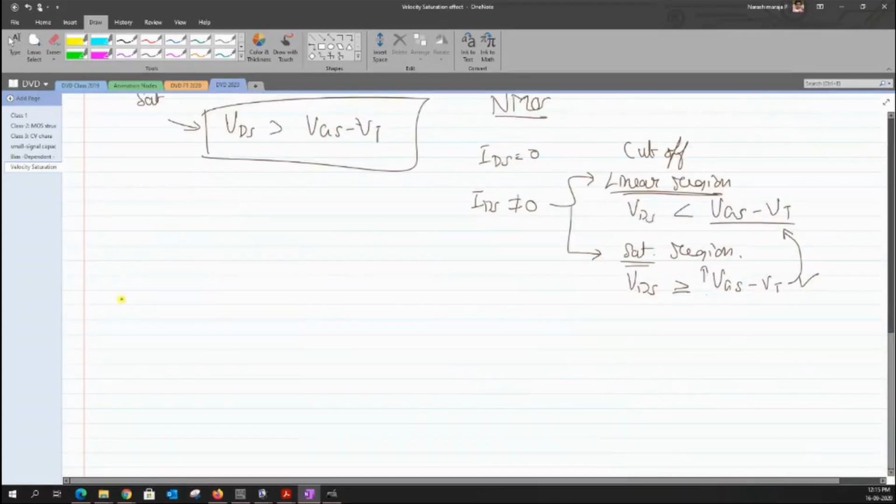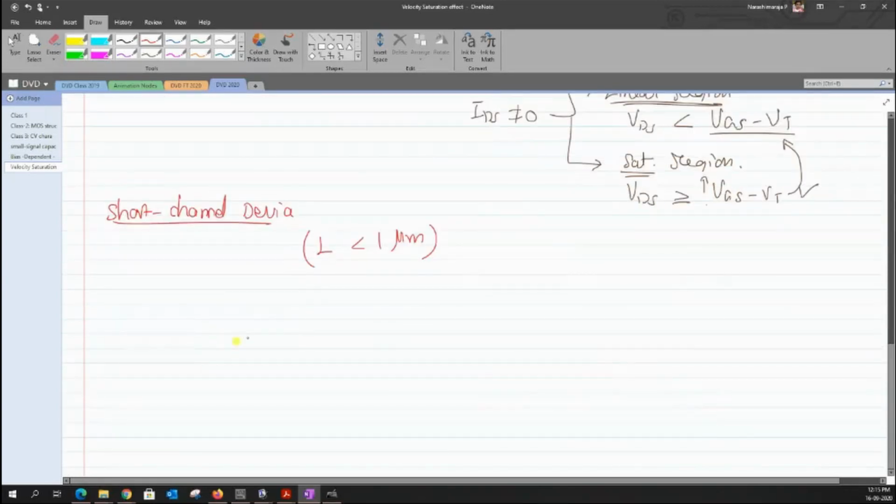So now let us talk about short channel device. When I say short channel device, we are talking about a channel length that is less than 1 micrometer. Under this condition, our relation that I am trying to plot would be different. Now, what I mean by velocity saturation is that when I try to plot the lateral electric field versus the drift velocity.